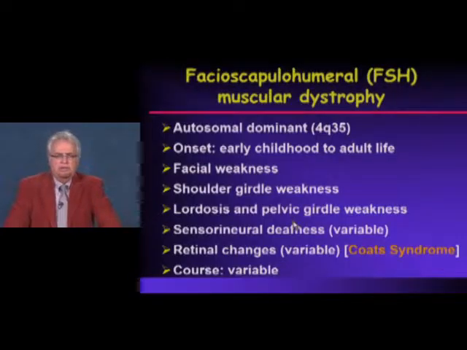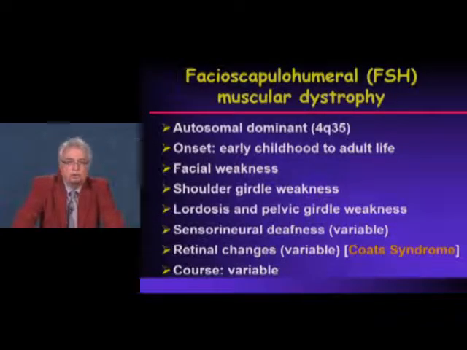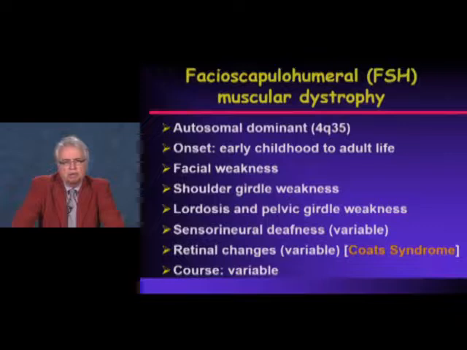So this is known as facioscapulohumeral muscular dystrophy. This is an autosomal dominant condition with onset in early childhood to adult life, which presents with facial weakness. You have significant shoulder girdle weakness, as I said earlier. They tend to have lordosis and pelvic girdle weakness.